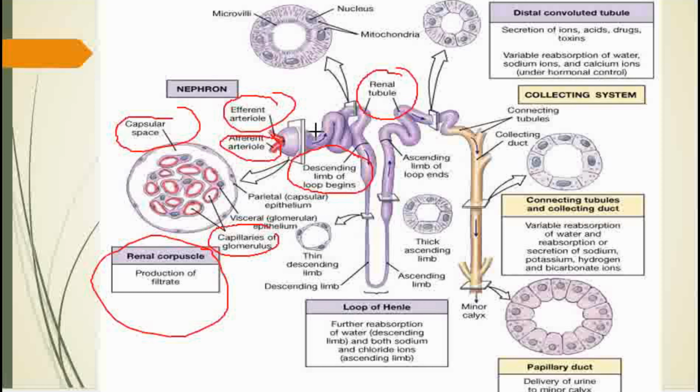Here the microvilli are shown, and the surface area is increased. In the loop of Henle further reabsorption of water occurs, as given. Sodium and chloride ions are reabsorbed in case of the ascending limb. So this is just a summary. What happens in the distal convoluted tubule, what happens in the collecting system, and what happens in the collecting tubule, they have given.